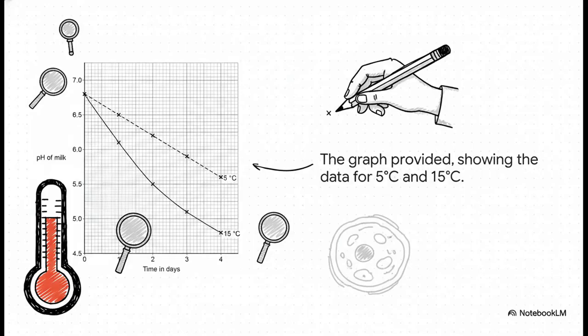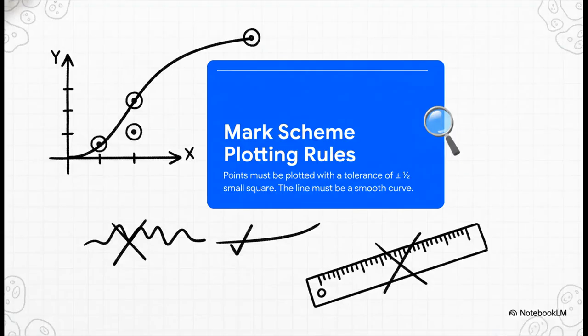Now, let's get to the graph in question 4.3. You're given the data for 25 degrees Celsius, and you're asked to plot it on these axes. This is a test of precision, pure and simple. Your first job is to get those 3 data points plotted in exactly the right spot. And here are the rules, and they are strict.